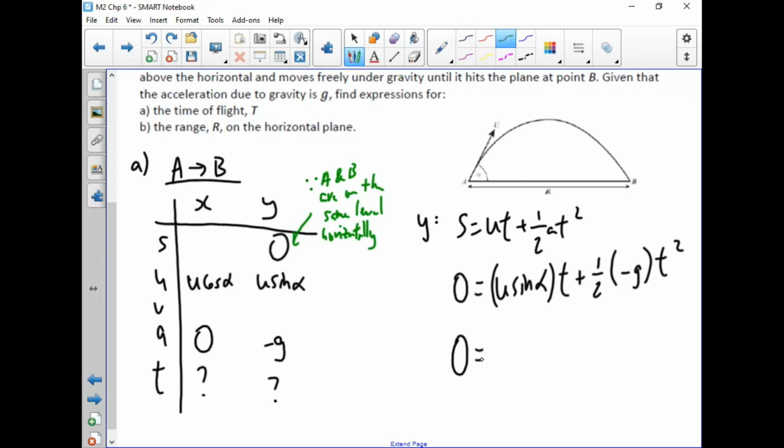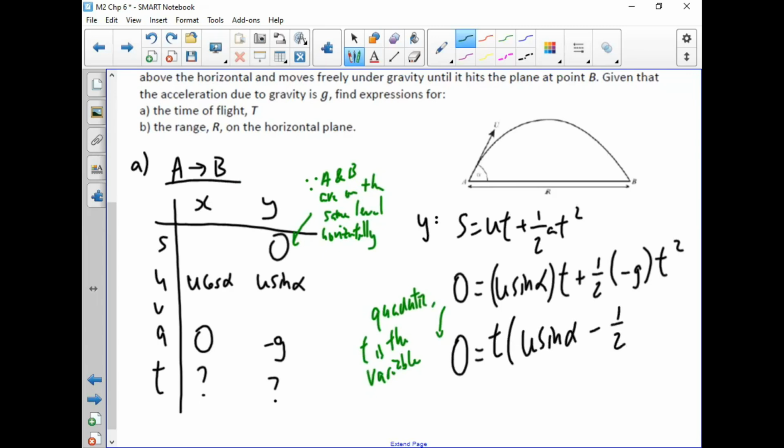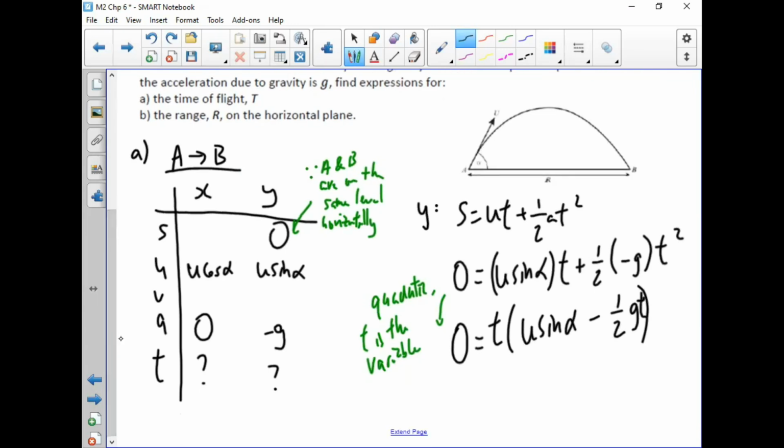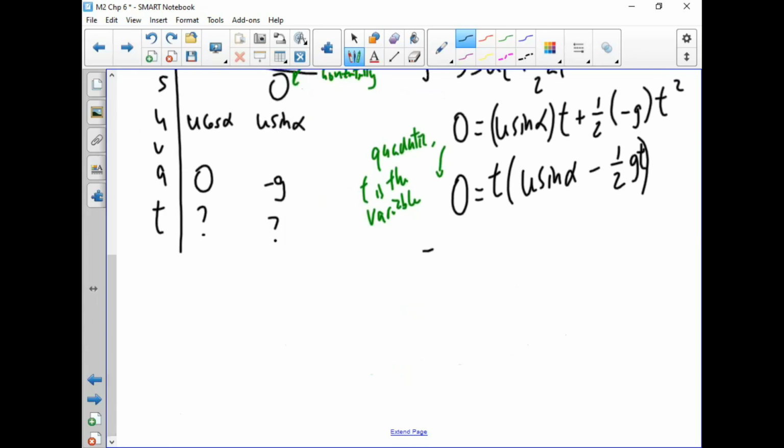So this is a quadratic, and t is the variable. Think about x squared, but instead you have t squared here. Factorize the t out, so you have u sine alpha minus a half g, all times t. Next, in this scenario, what we do is we make t equal 0, or u sine alpha minus a half gt equals 0.